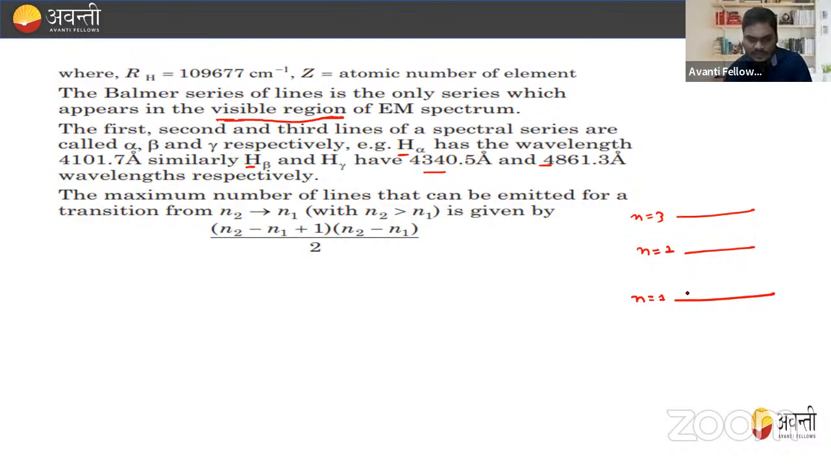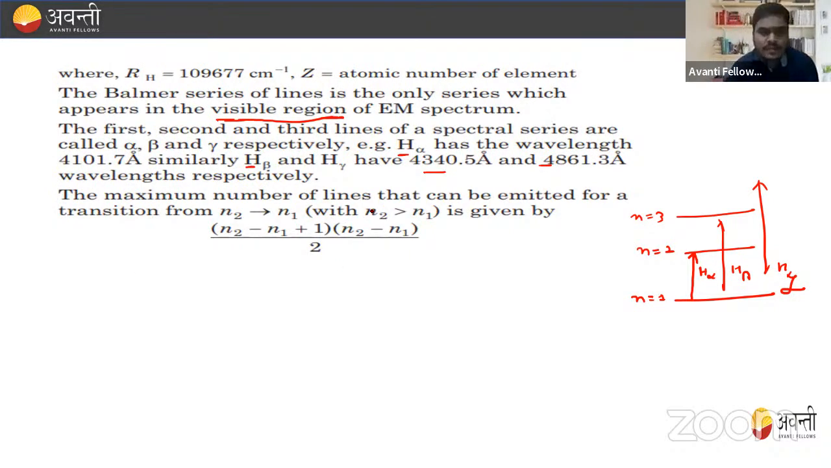It means when the electron goes to position 1, that is known as H alpha. When it goes to the second, it is known as H beta. Similarly, when it goes to the third, it is known as H gamma, right? So we can remember it like H alpha, H beta, and H gamma.